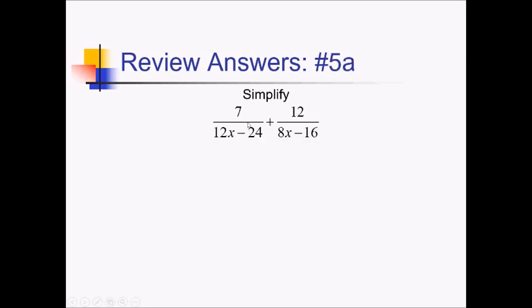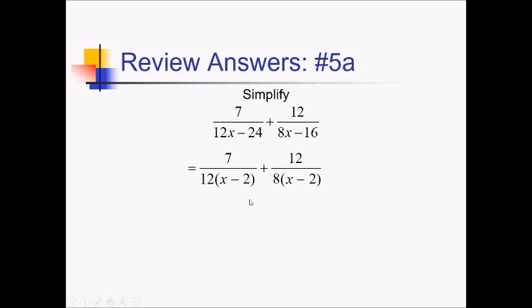To simplify by adding these expressions together, I need to get a common denominator. Before I can do that, I need to factor my denominators so that I know which factors are going into the LCD. So the first one here, I can take out a 12, leaving me with x minus 2. And then for this other denominator, it looks like I can take out an 8. That leaves me with an x minus 2 there as well.